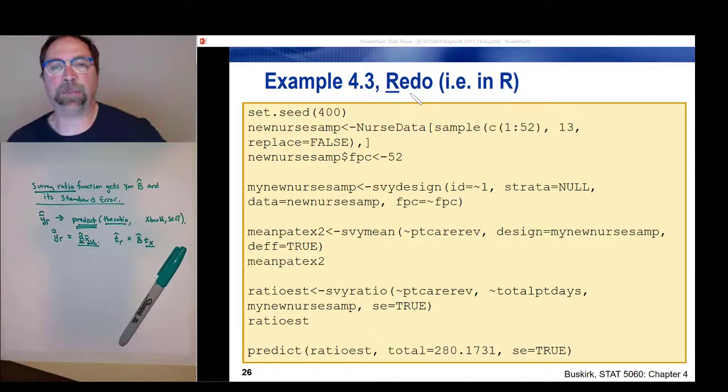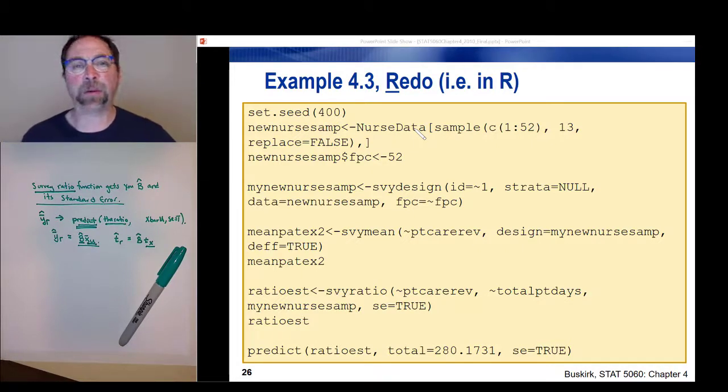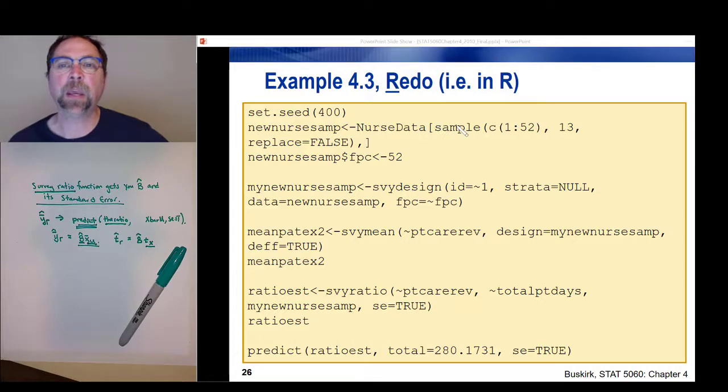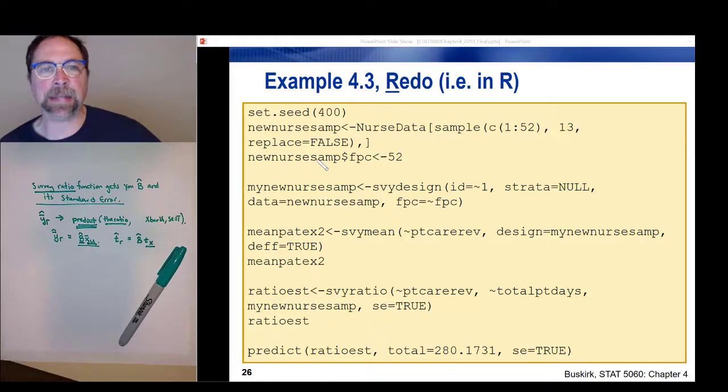This is our previous example that we've already worked. I'm going to show you how I redo this in R. I generated the sample with a seed of 400. This just allows me to draw a sample of size 13 without replacement from the nursing data. We've already done this several times in the previous chapters. This shouldn't be new. In order to specify the survey object, we need to specify the FPC, and in this case, this is just the population total. And we're going to append that to our new nurse sample data.